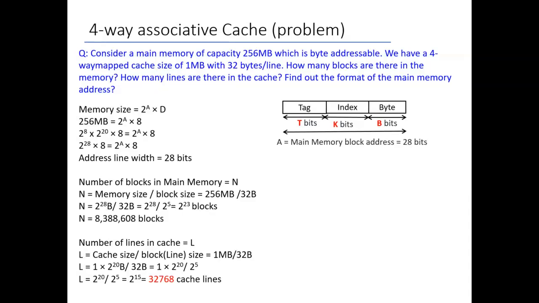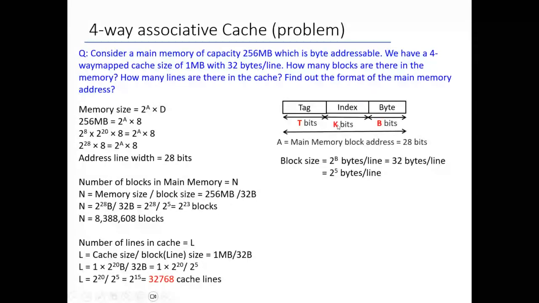What is L? L is actually S multiplied by A. Now can you see the associativity and the block size? The block size is now 2 to the power B bytes. What is now the block size? The block size is 32 bytes, so this is actually 2 to the power 5.